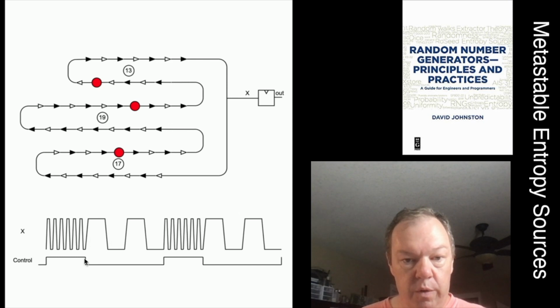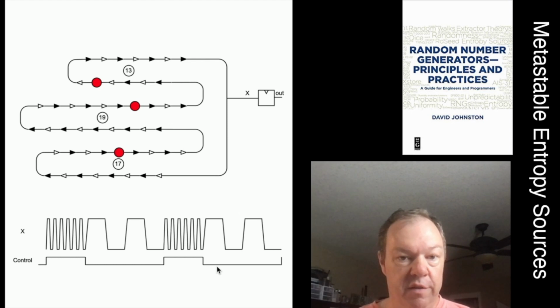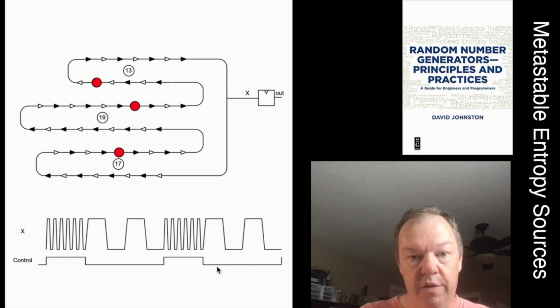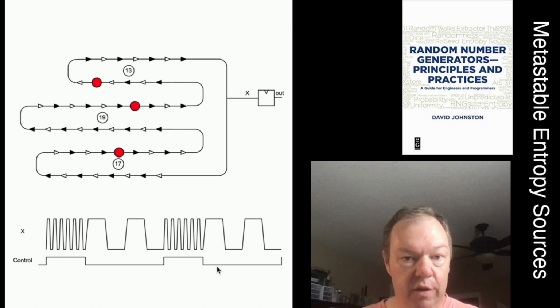So you drop the control and then you sample whether you have a high or a low at that point, and that's your random bit, because the metastable collapse of the state of the higher frequency oscillation down to the lower frequency oscillation is driven by noise, and so the phase of the oscillation will be random. So that's the metastable ring oscillator.